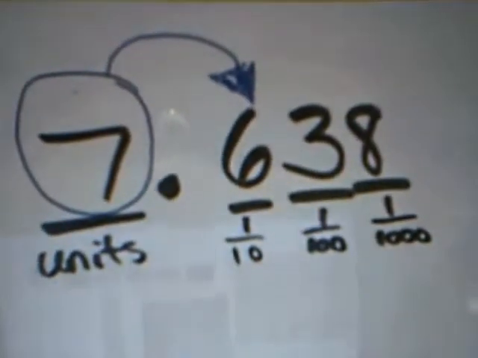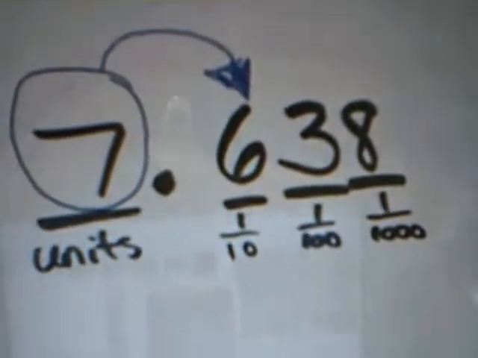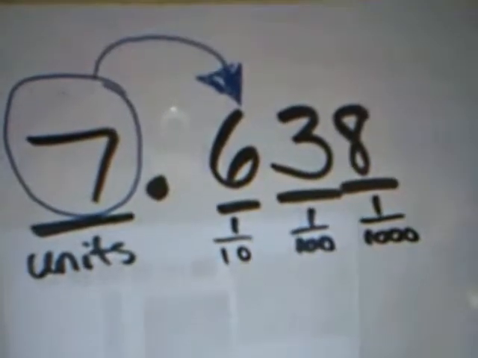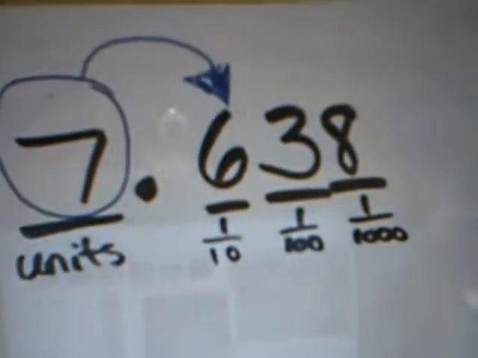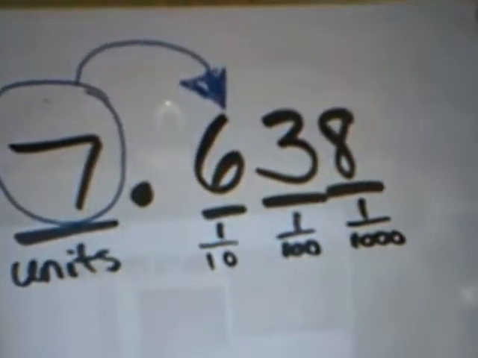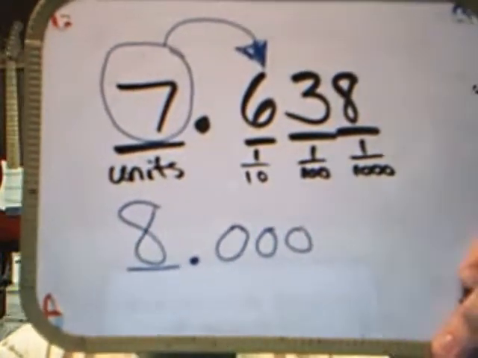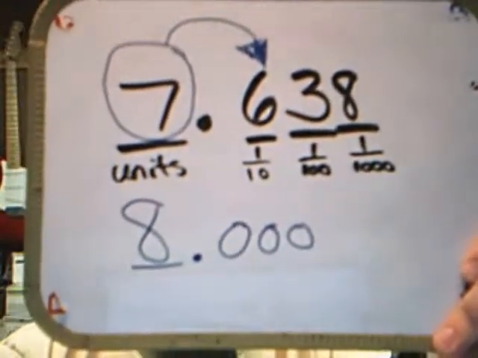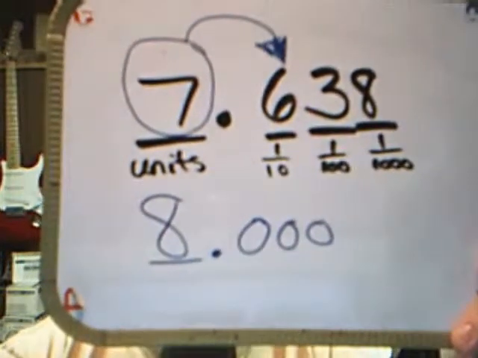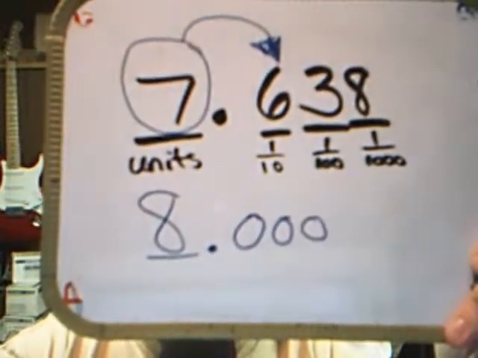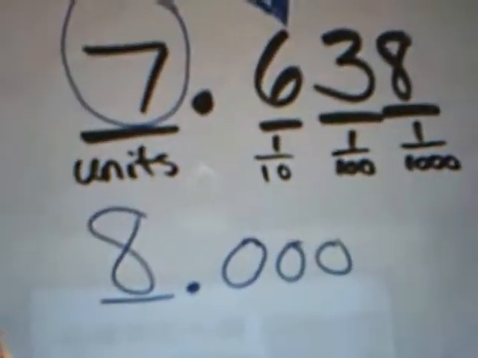Can it help us move our piano upstairs? And 6 is more than 5, so yes, it can move the piano up to the next floor, which would be the 8. As you can see, I've put in the zeros as a place value holder to show you that 8 is the closest whole number to 7 and 638 thousandths.